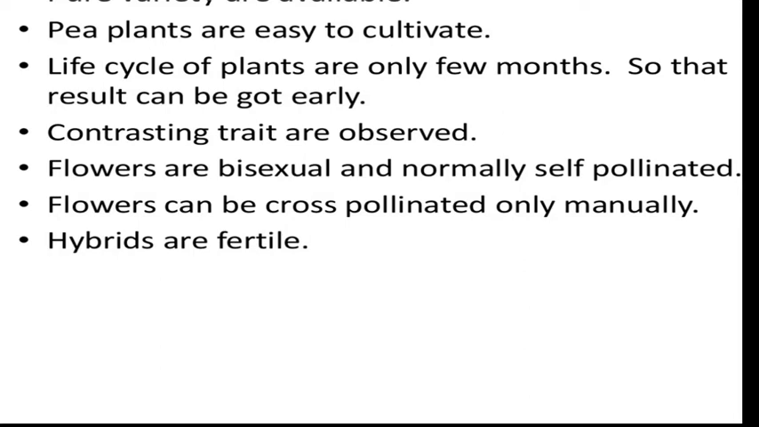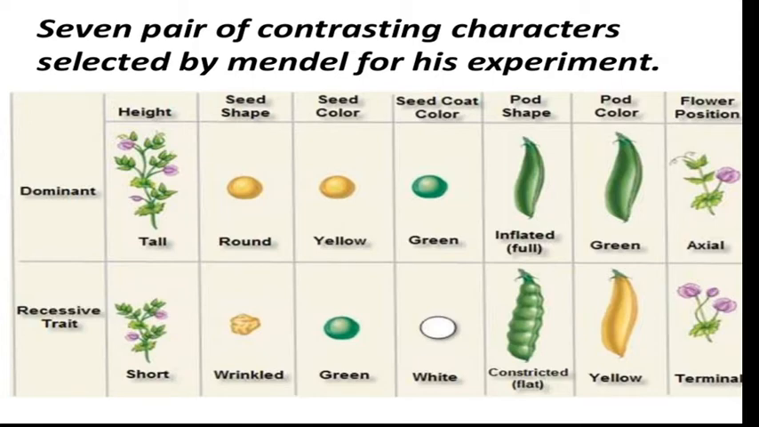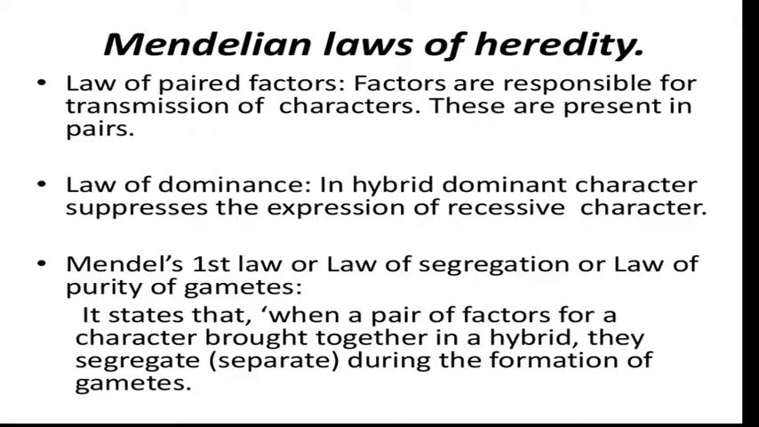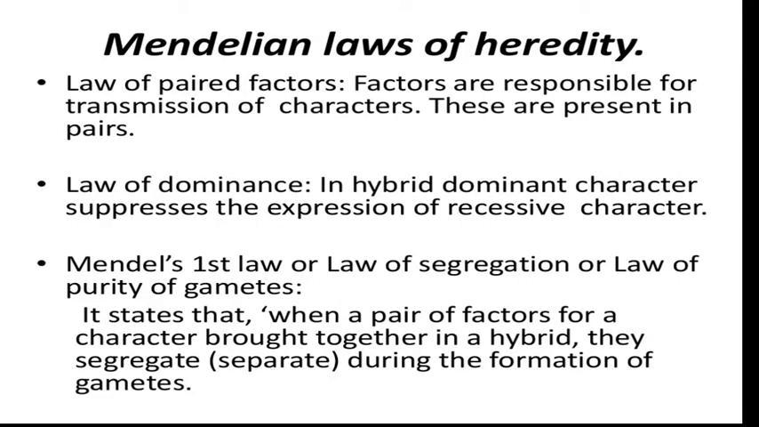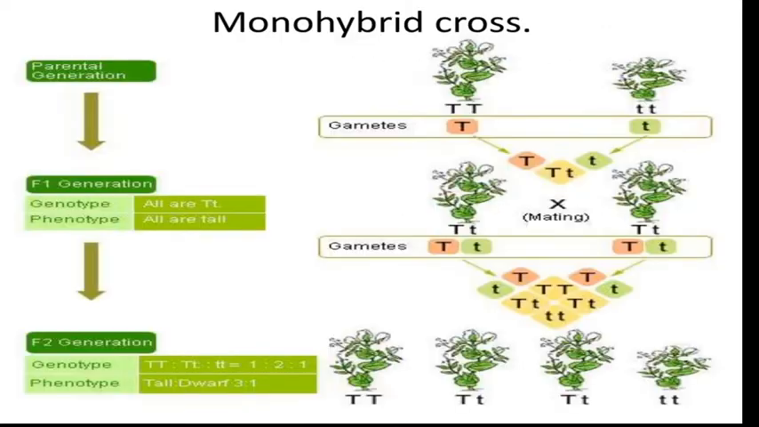Any questions here regarding the 7 pairs of contrasting traits or characters? Along with that, we have different technical terms which are being used here. Any questions? Any doubt? So let us move on to the next thing then. In this, what is that which we are going to have here?